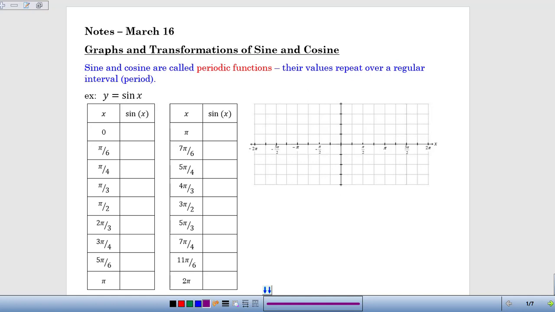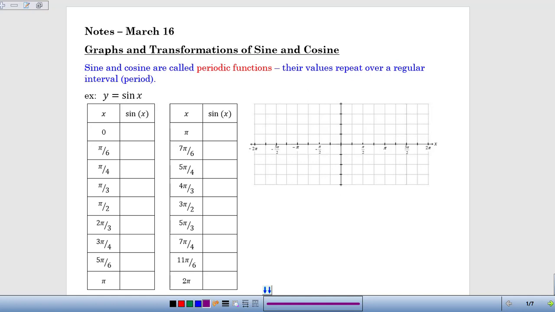And so for sine, when we pull those values from the unit circle, those are the y coordinates. Since the sine values, as we know from the unit circle, we can find by just taking the y coordinate of the point that's associated with that angle. We can also, of course, do this on our calculator.